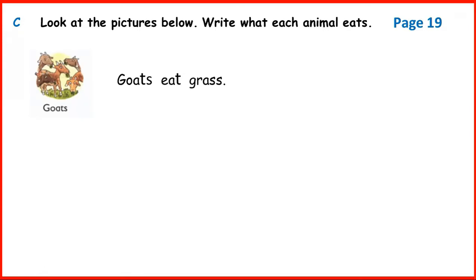Now look at the last picture. Look at, they are cats, and you know cats like to eat rats. So we write here cats eat rats. Read this sentence. Cats eat rats.